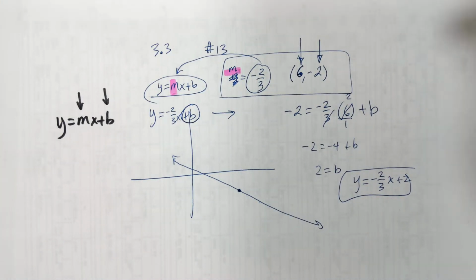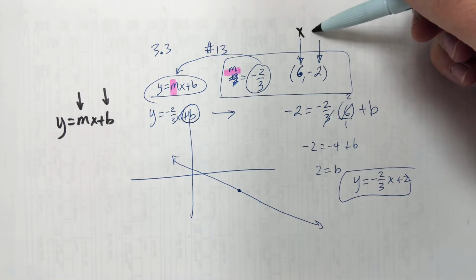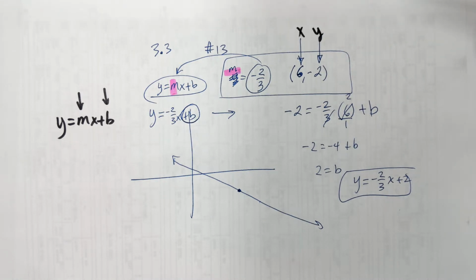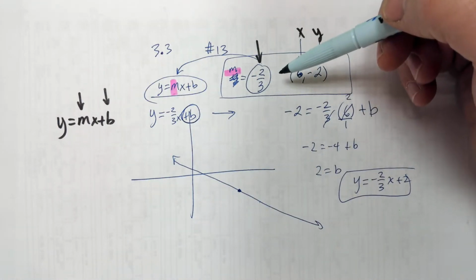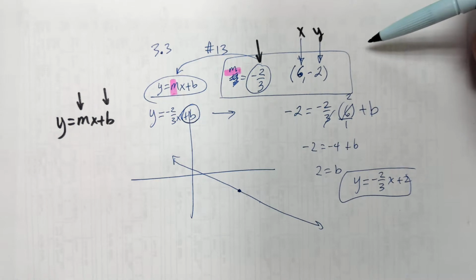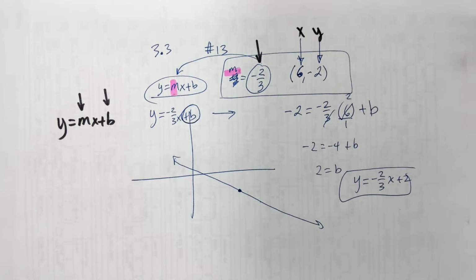So sometimes they give you an x and a y like they did here. That makes life really not too bad because they gave you the slope. But sometimes they don't give you the slope at all, and then you have to use the slope formula. It just depends on the information they give you.